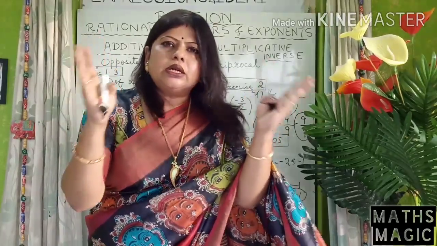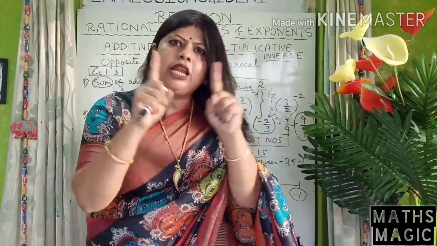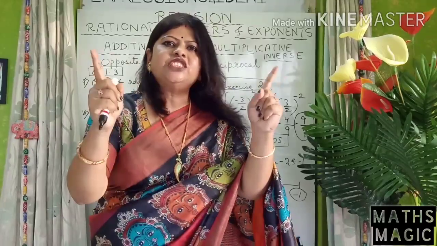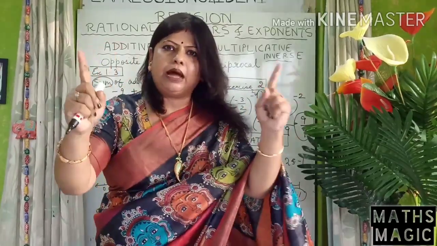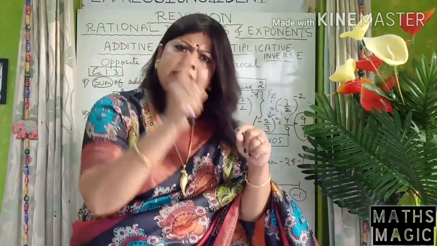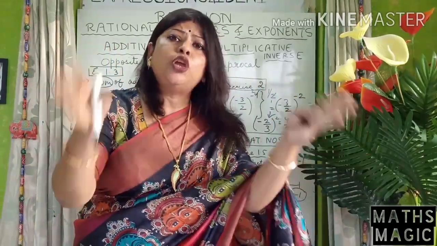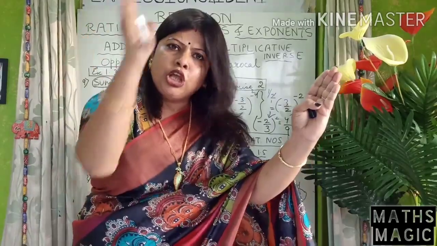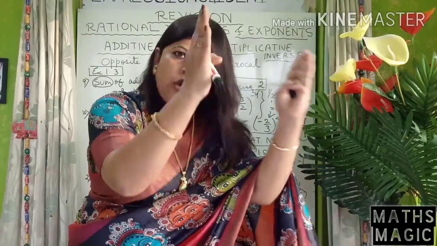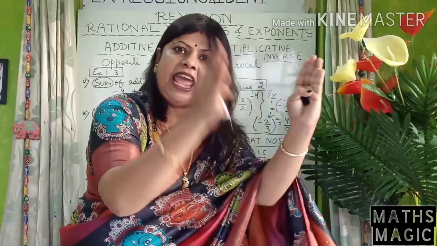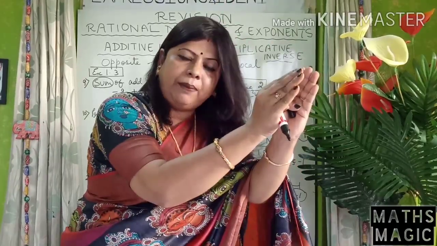Children, inserting a rational number in between means what? You are just finding the center of both the numbers. So how can you find the center of both the numbers? By finding the average of both. So if you find the mean of both, you will get the center number. Now if you find the mean of this A and the center number, you get the number in between.